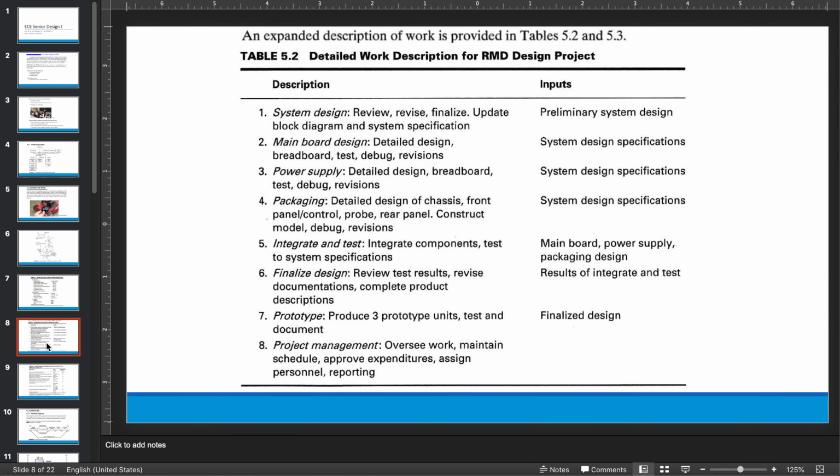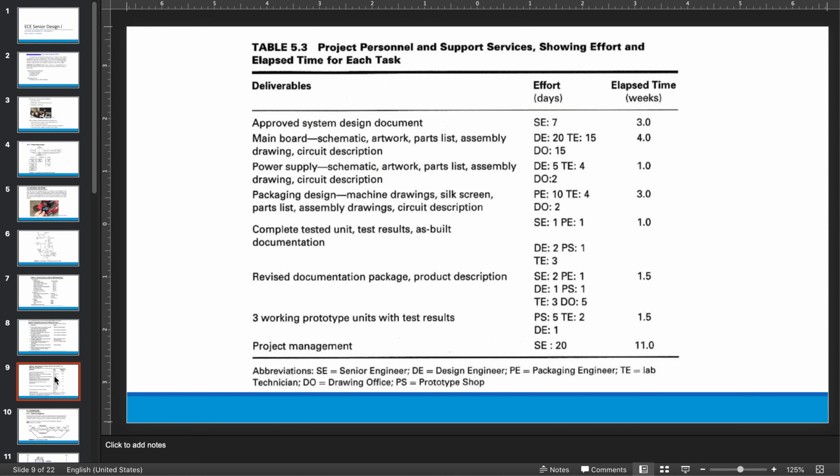So here's a detailed work description for this RMD. And it has a system design, main board design, power supply, etc. All right, and we'll keep on going to the next slide here. And then we have personnel that's assigned to these things. Now, of course, in your group of 2 or 3, you've got 3 people to work with. But in general, in a company, you would have a senior engineer. Look at the bottom here: design engineer, packaging engineer, lab technician, drawing office, and prototype shop. Some of you are already working in companies where you have to deal with things like that.